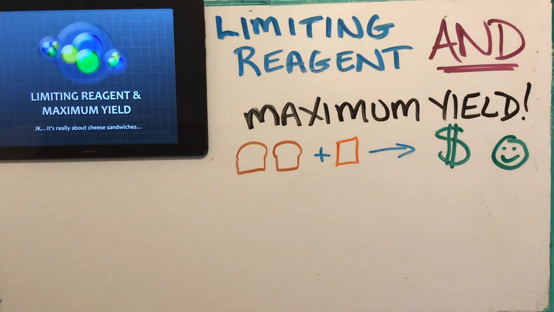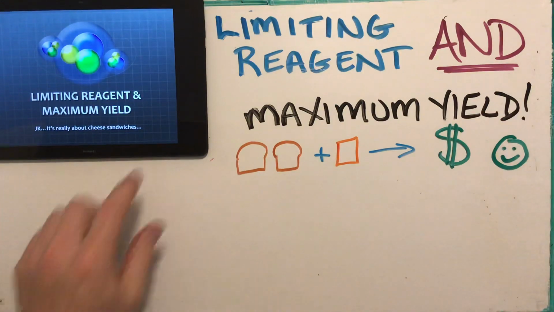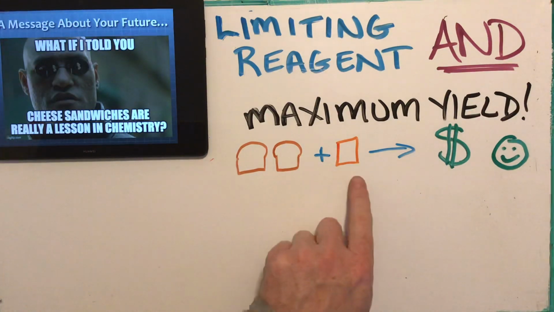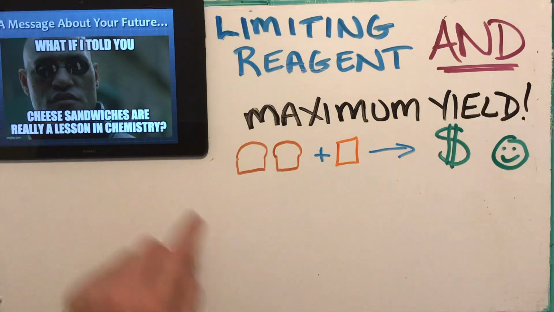All right, so limiting reagent and maximum yield. This is a big concept in chemistry, but it's actually very, very easy. But before we talk about any chemistry, we're going to talk about cheese sandwiches. Hence our little title header here: bread, cheese, ching, money.